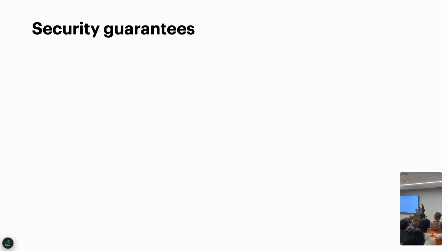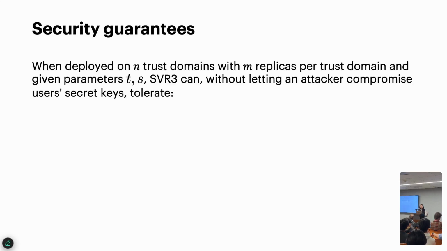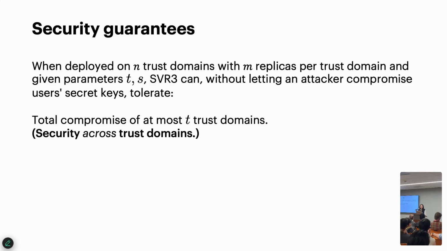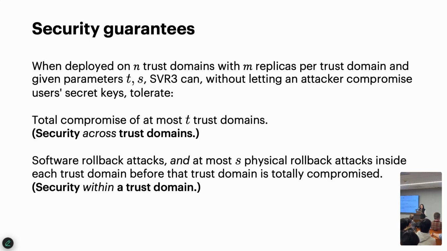The security guarantee that our system provides is that when we deploy it on n trust domains with m replicas per trust domain, and we have these parameters T and S, SVR3 can, without letting an attacker compromise the user's secret keys, tolerate total compromise of at most T trust domains. That's what we call security across trust domains. We get this intuitively by splitting up the key into multiple shares, so you need a threshold number of shares to reconstruct the key. We also can tolerate software rollback attacks, and at most S physical rollback attacks inside each trust domain before that trust domain is considered fully compromised. So this is security within a trust domain.